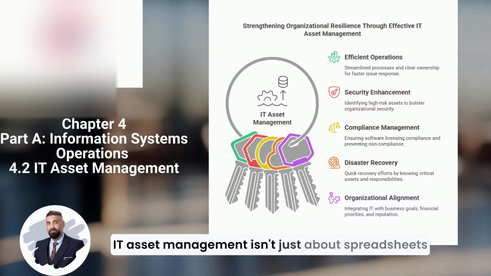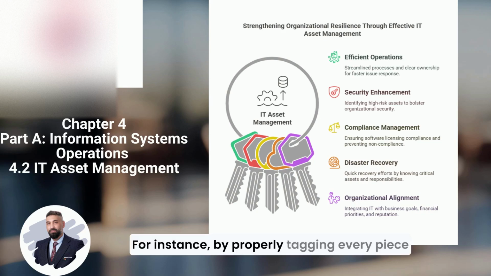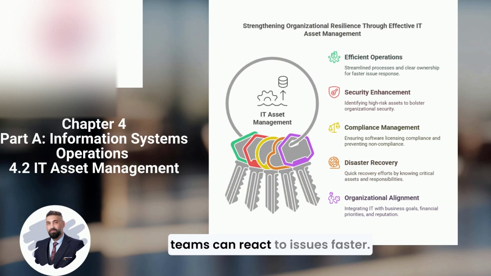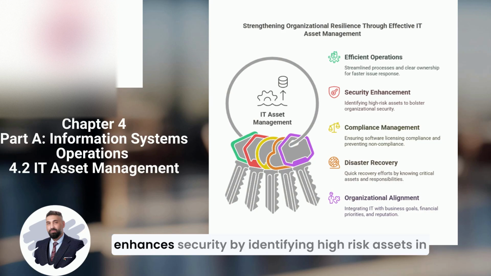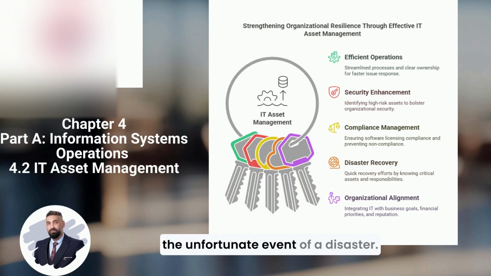IT asset management isn't just about spreadsheets filled with serial numbers or hardware upgrades. It's about strengthening an organization's ability to function effectively, securely, and resiliently. For instance, by properly tagging every piece of hardware and assigning clear ownership, IT teams can react to issues faster. Accurate record keeping not only helps manage software licensing and prevent non-compliance, but also enhances security by identifying high-risk assets. In the unfortunate event of a disaster, knowing what's critical and who's responsible ensures quicker recovery efforts.